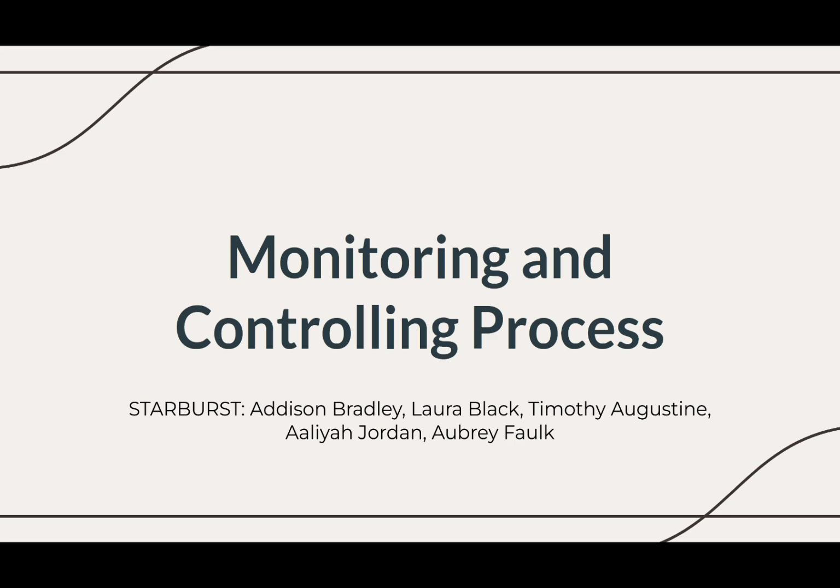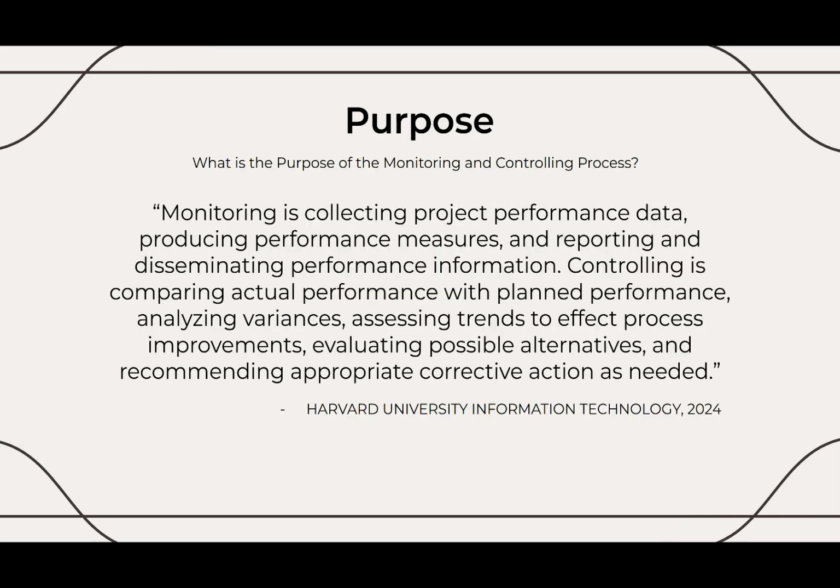Today we will be discussing the monitoring and controlling process group. What is the exact purpose of the monitoring and controlling process groups? As stated by Harvard University Information Technology, monitoring is collecting project performance data, producing performance measures, and reporting and disseminating performance information. Controlling is comparing actual performance with planned performance, analyzing variances, assessing trends to affect process improvements, evaluating possible alternatives, and recommending appropriate corrective actions as needed.